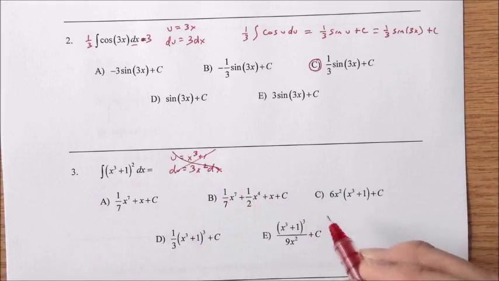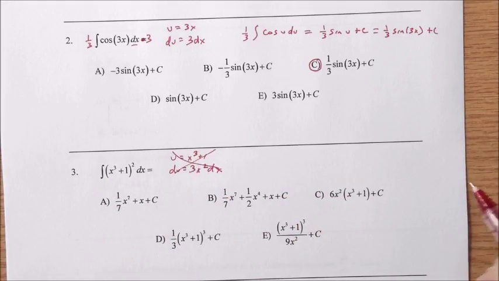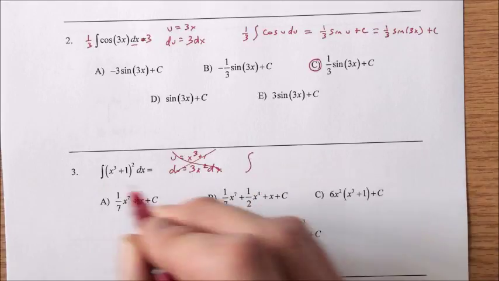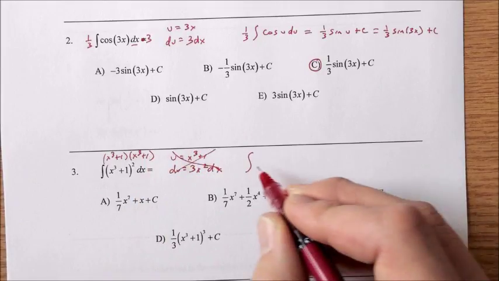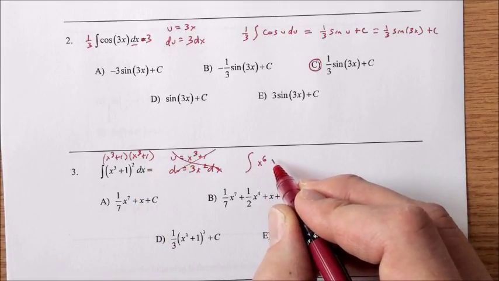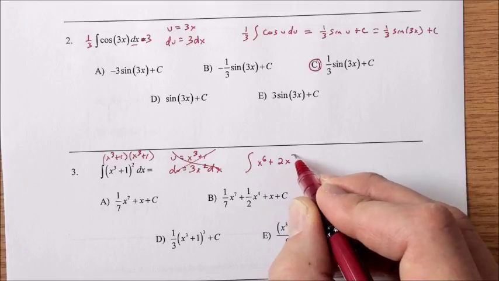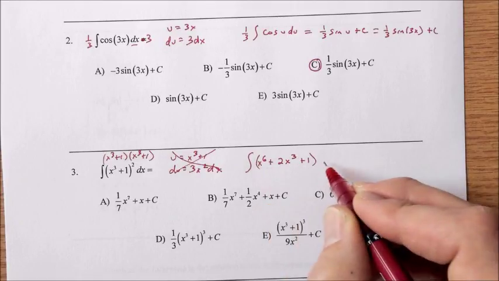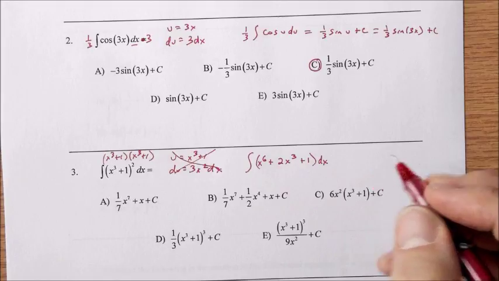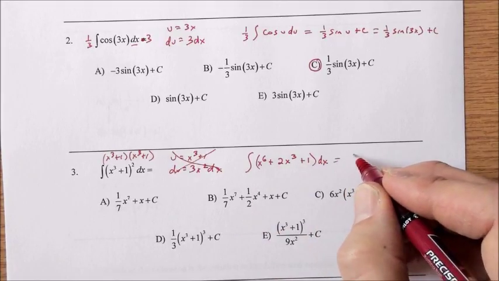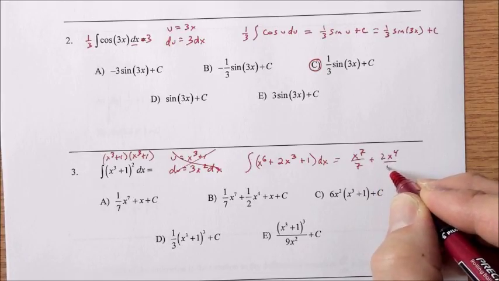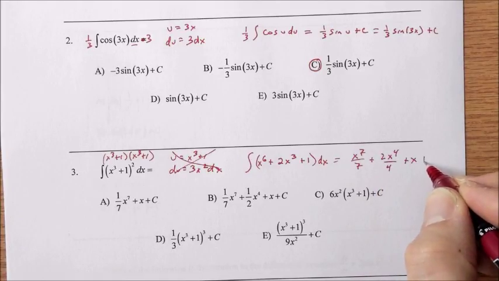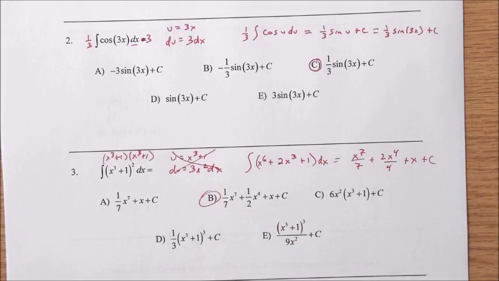So this is out. We need to modify this in another way, and the way we need to modify it is by foiling. This is x cubed plus 1 times itself. So once we do that, we have x to the 6th plus 2x cubed plus 1. That's the expansion of x cubed plus 1 squared. Now we can do our antiderivative. So we have x to the 7th over 7 plus 2x to the 4th over 4 plus x plus c. And if we simplify the 2/4, we have B as our answer.